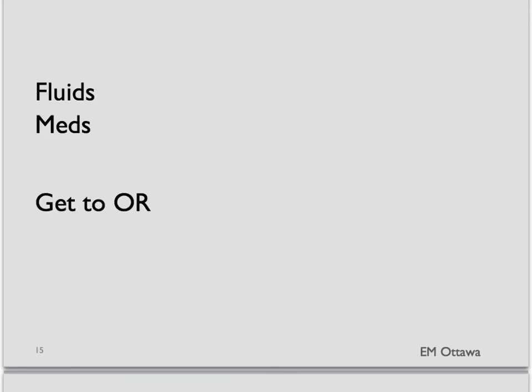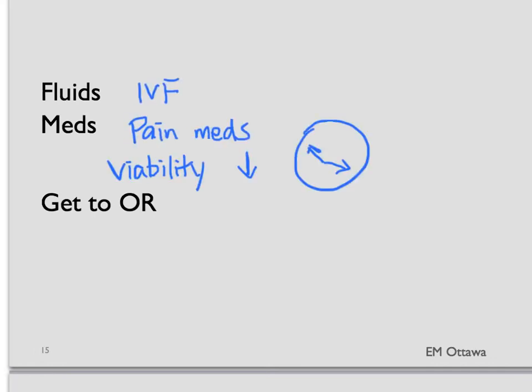Let's talk a little bit now about treatment. Patients with ovarian torsion often have significant pain. Our treatment, therefore, will focus on intravenous fluids to maintain their blood pressure and pain medications. Since the viability of the ovary decreases as ischemic time gets longer, our goal, once we think about the diagnosis, is to get the patient to the operating room for detorsion of the ovary as soon as possible.